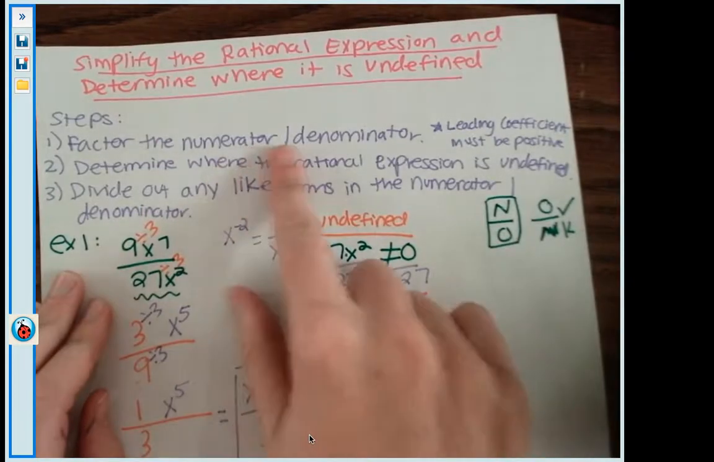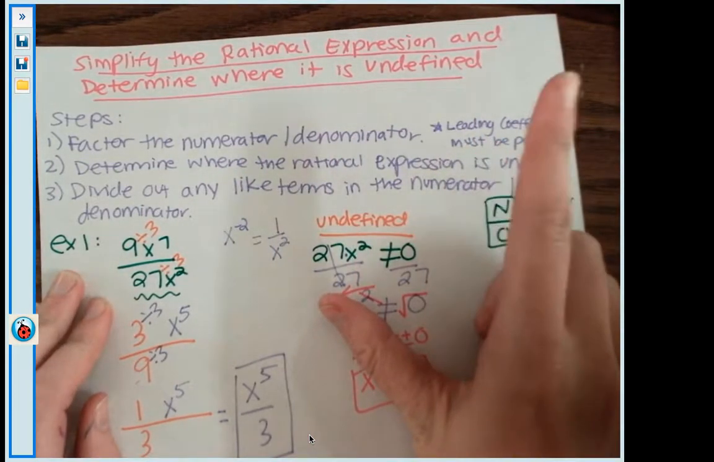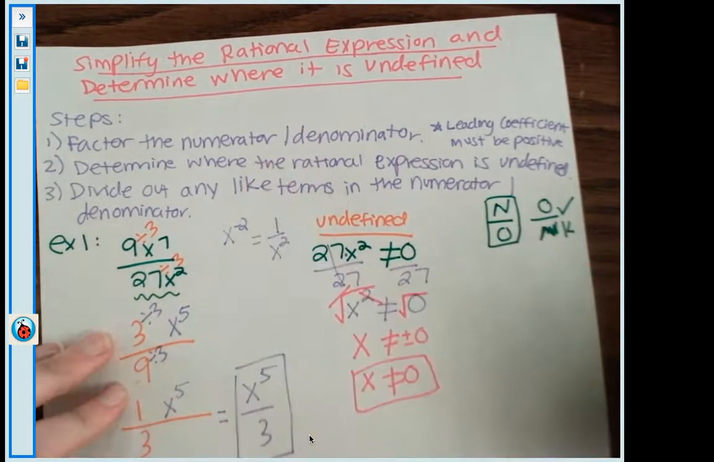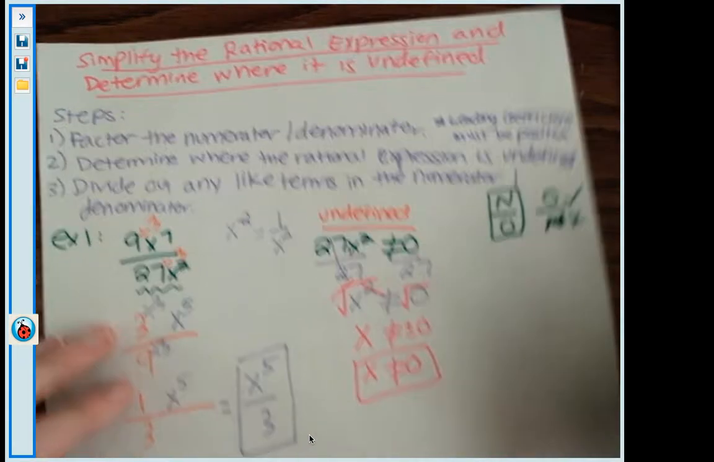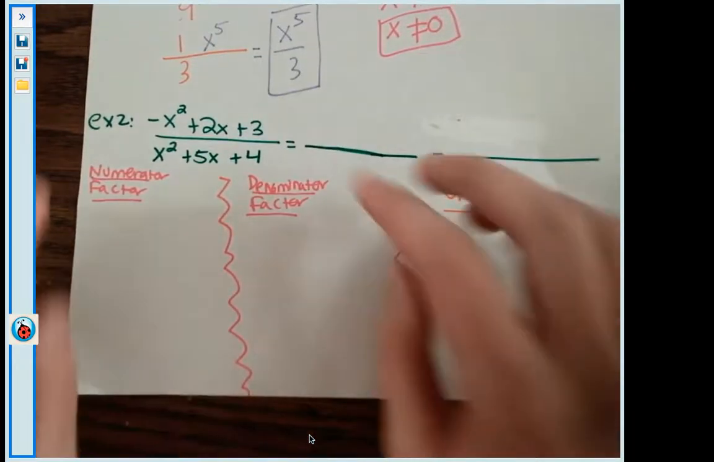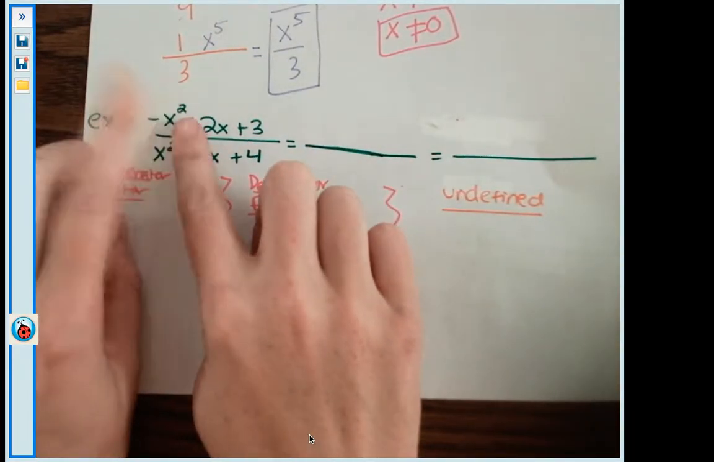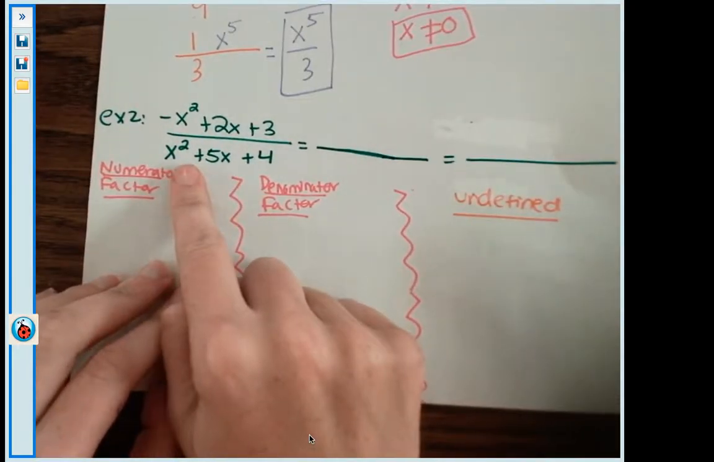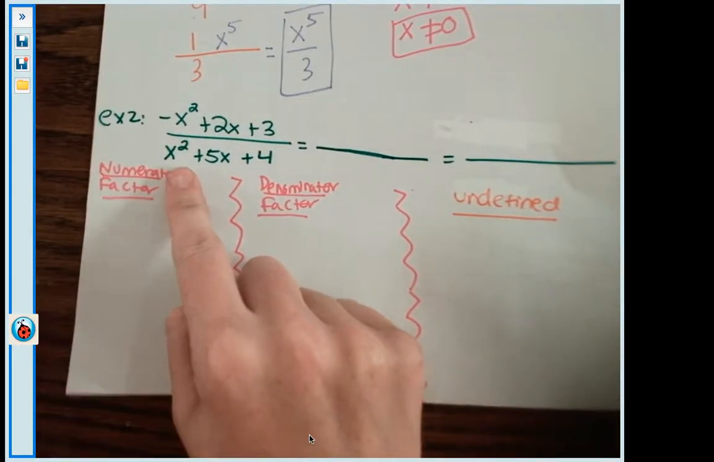First, factor the numerator and denominator. And remember, our leading coefficient must be positive. If it's not positive, we have to factor out a -1. So, let's see here. My leading coefficient is negative here. Oh no! Okay, so we must fix that. My denominator is good to go because the leading coefficient is positive.